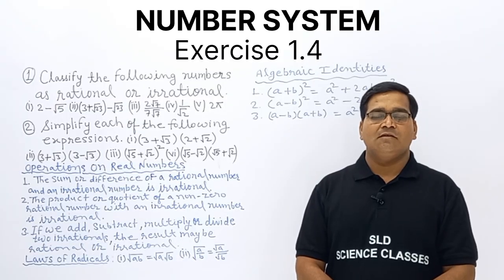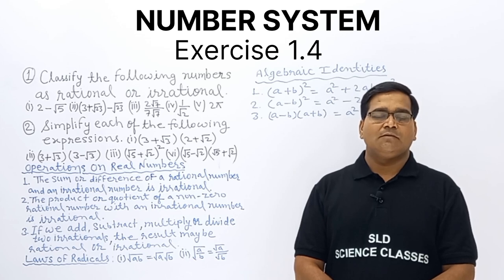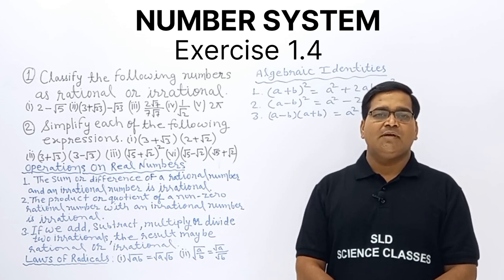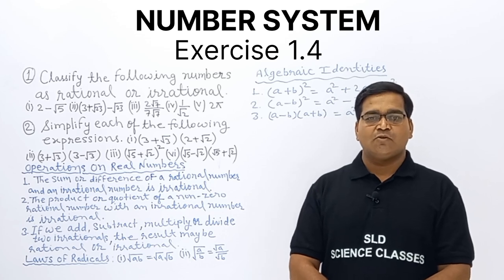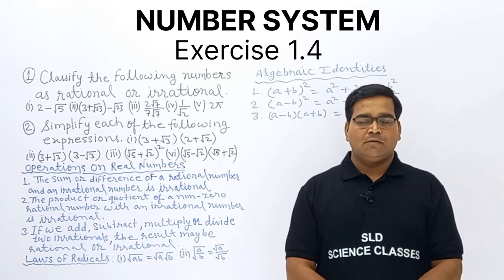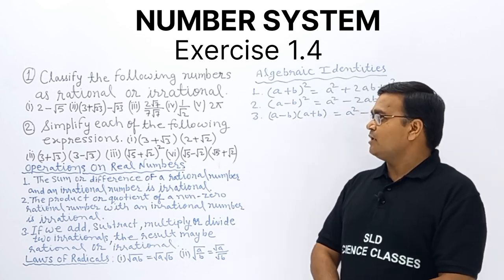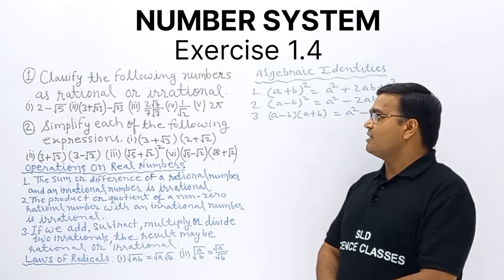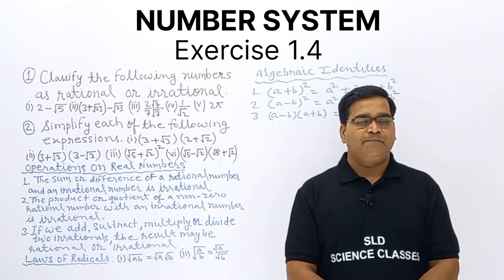In this class, I am going to discuss Chapter 1, Number System, Exercise 1.4. In the exercise, we have these questions. In question number 1, we want to classify the following numbers as rational or irrational.